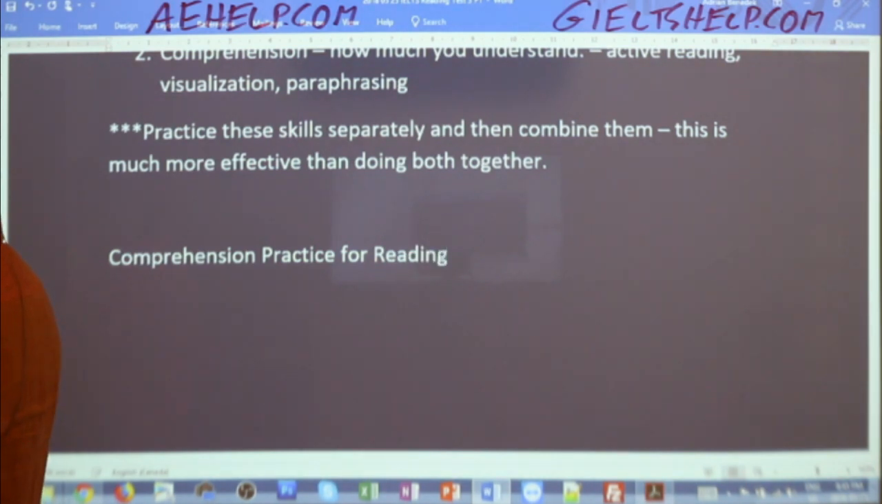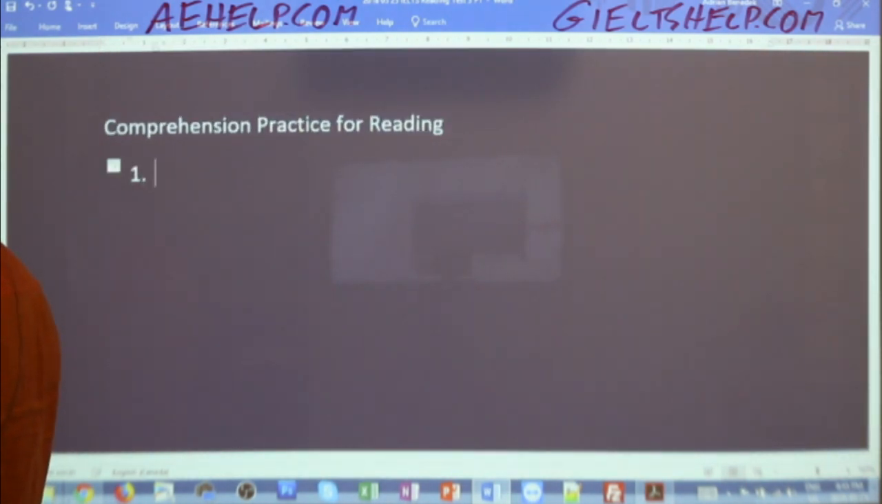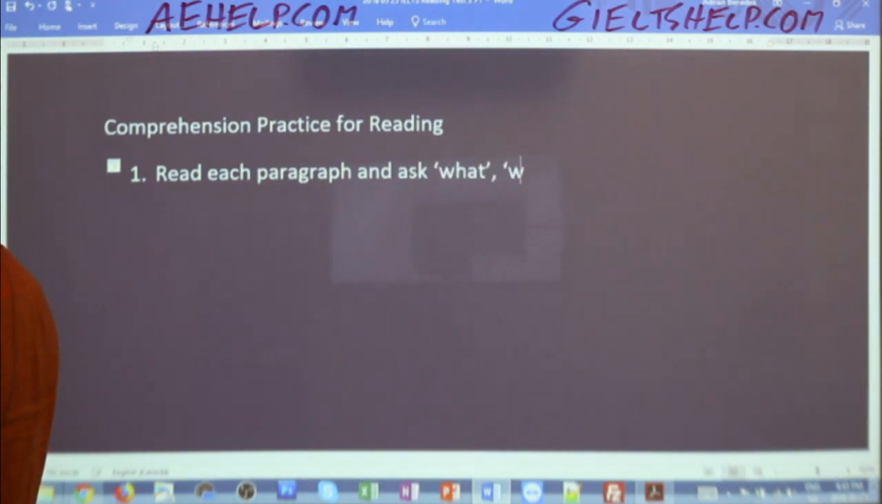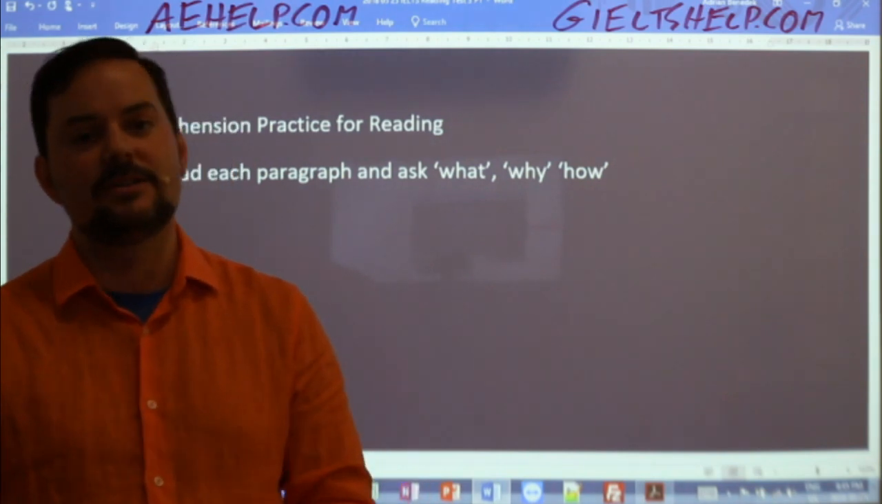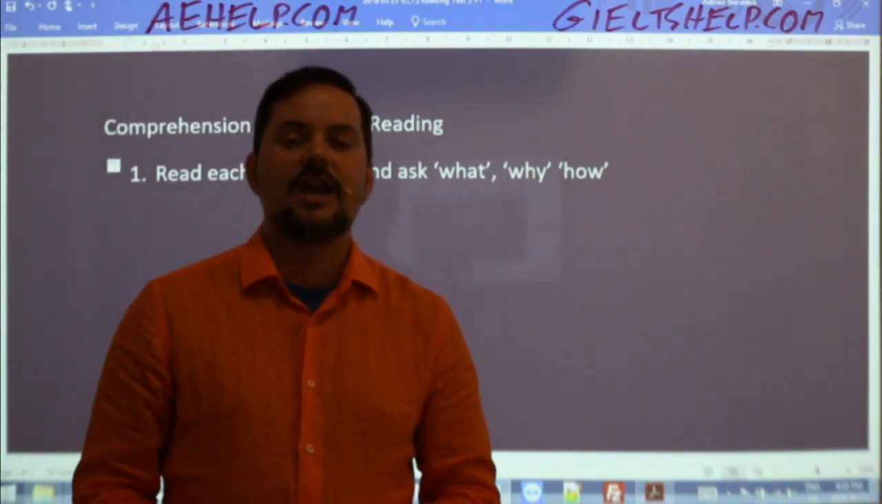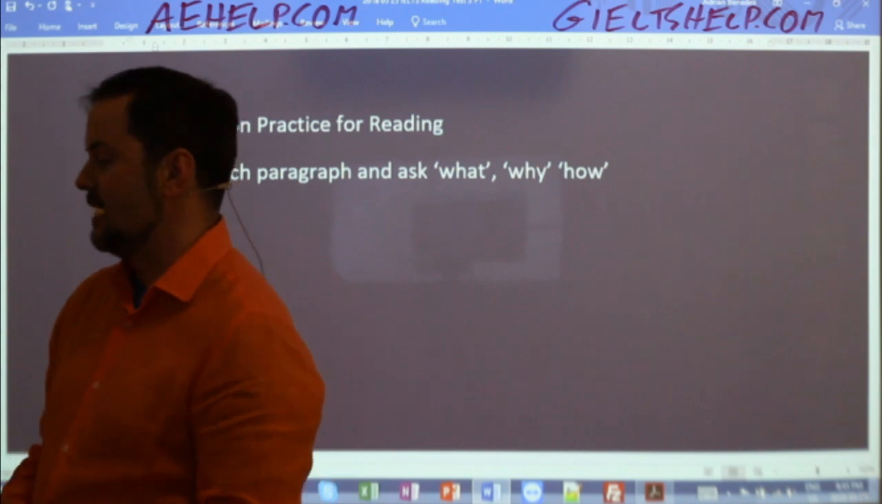Okay, read each paragraph. This is very simple. And ask what, why, how. That's the key information, okay? It's the same in your task 2 essay when you write a body paragraph. What is your topic sentence? Why is your explanation? How is usually your example? And then you have a connecting sentence.